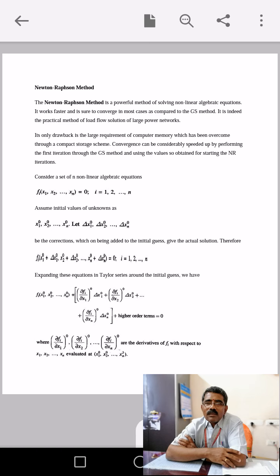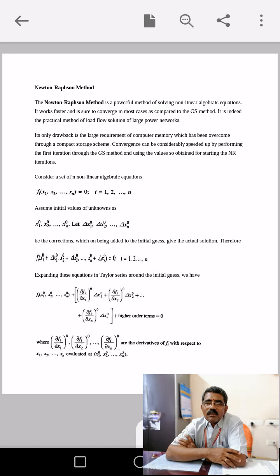So please see, consider a set of nonlinear algebraic equations, like the function fi of x1, x2, x3, etc. These are all variables, which is equal to 0. That means you are having n number of equations, equal to 0, with i equal to 1 to n. That means you get f1, f2, f3, etc., fn number of equations.